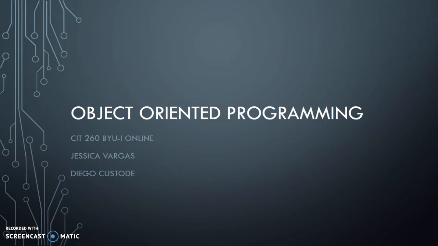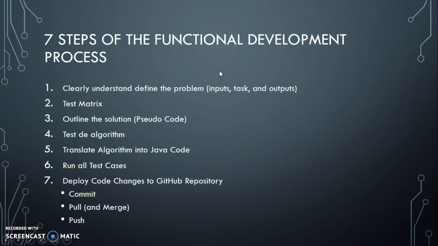This is a group for CIT 260, and in this group there are Jessica Vargas and Diogo Custode. We talk about this presentation about the 7 steps of the functional development process.